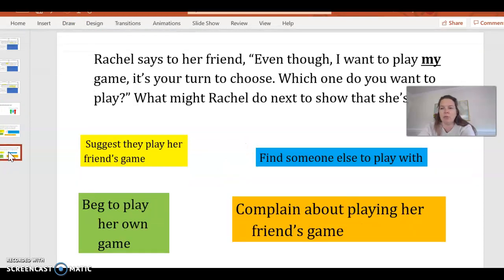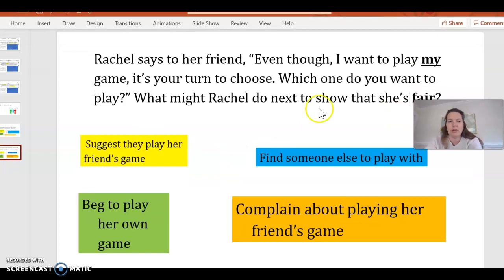All right, the first thing we're going to do is read the passage. It says, Rachel says to her friend, even though I want to play my game, it's your turn to choose. Which one do you want to play? What might Rachel do next to show that she's being fair? Okay, so let's read that one more time. Rachel says to her friend, even though I want to play my game, it's your turn to choose. Which one do you want to play? What might Rachel do next to show that she is fair?